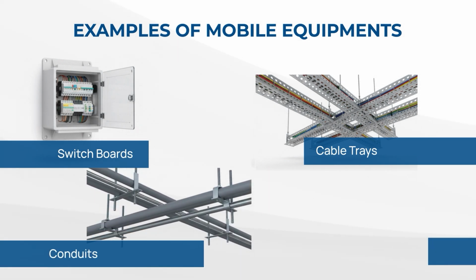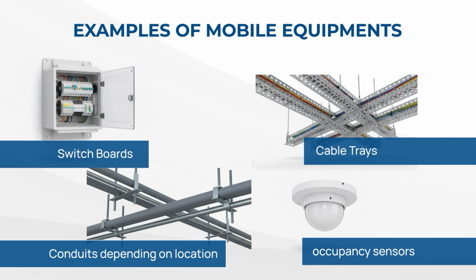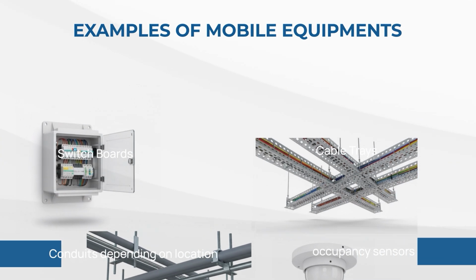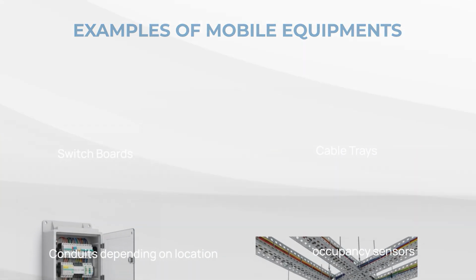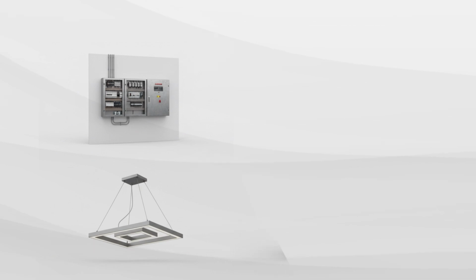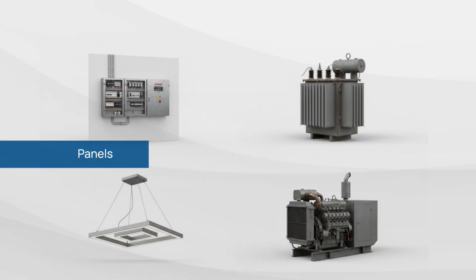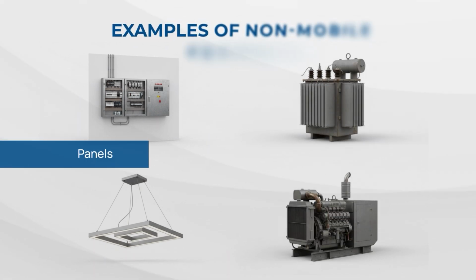For example, cable trays in the ceilings, we can move them if you have any conflict with other building elements like structural equipment, etc. But if the cable trays are moving through specific electrical equipment like generators or transformers or panels, we can't move them. The same goes with conduits and occupancy sensors. These can be moved only within the area where they are located.